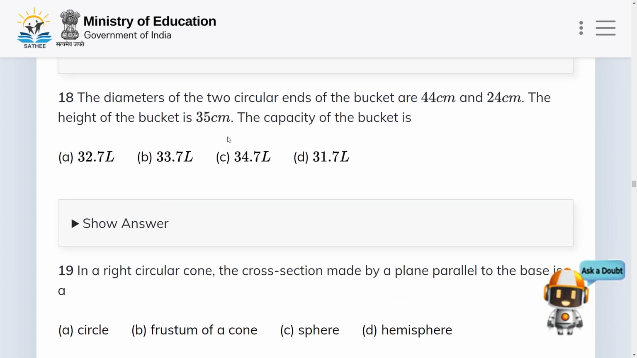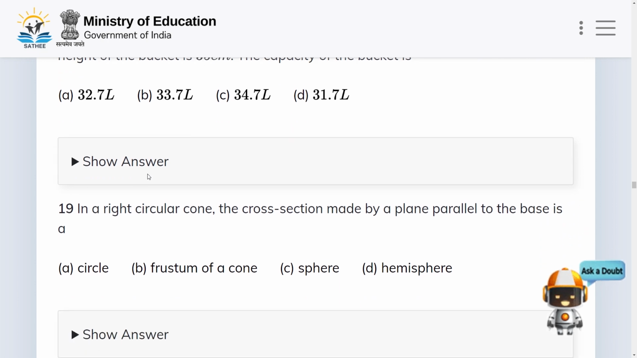And let us see now question number 18. In question number 18, we have the diameters of the two circular ends of a bucket as 44 centimeter and 24 centimeter. The height of the bucket is 35 centimeter. Then find the capacity of the bucket. Okay, so let us solve this problem.